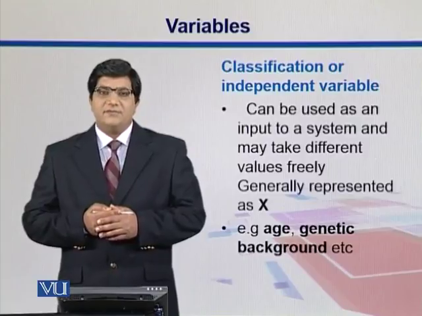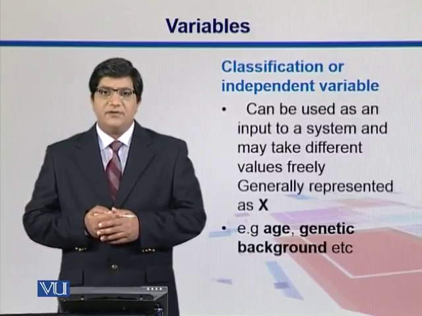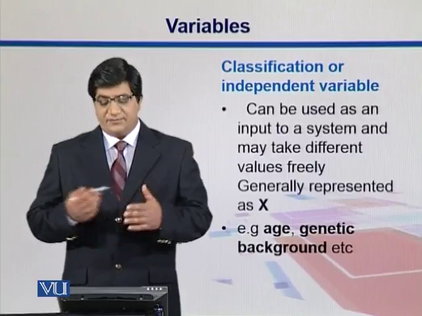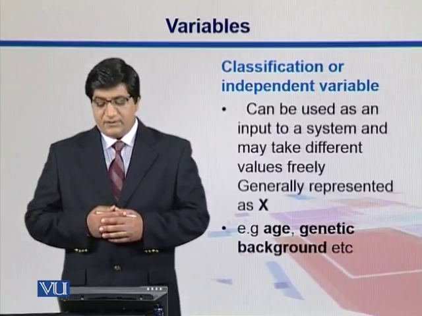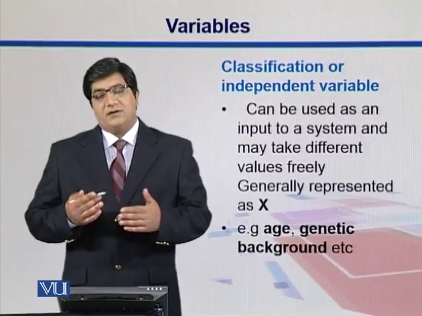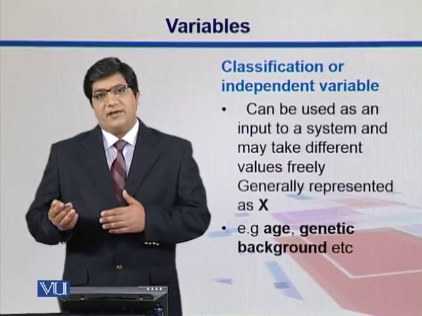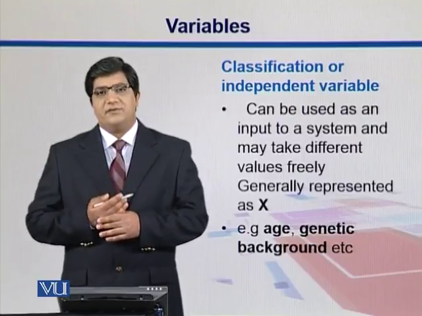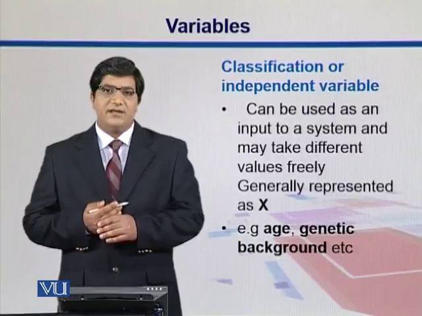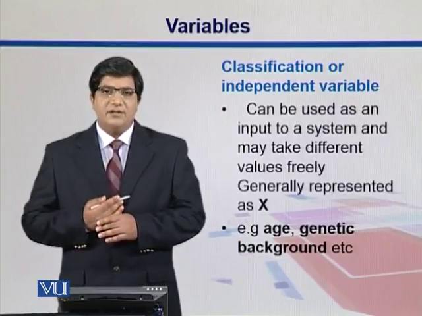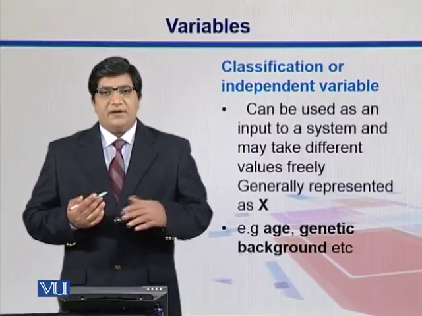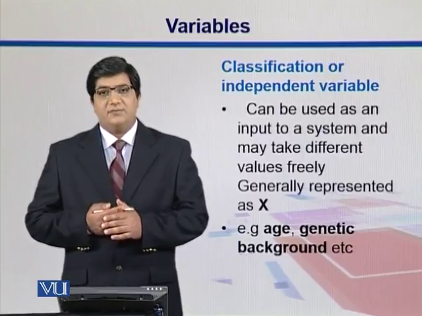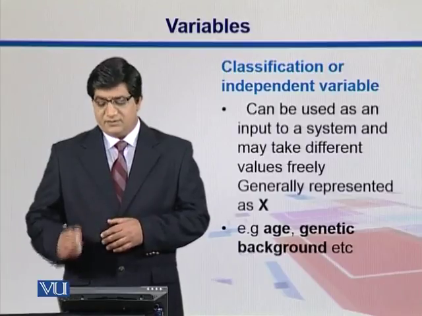We talk about classification variables, and we talk about the variables that can be used as input to a system. So for example, you can have a classification variable like age. These variables are actually the independent variables, so the other variables depend on them. For example, age does not depend on anybody, but the weight or height depend on age. So in that case, we can say age is an independent variable or a classification variable.